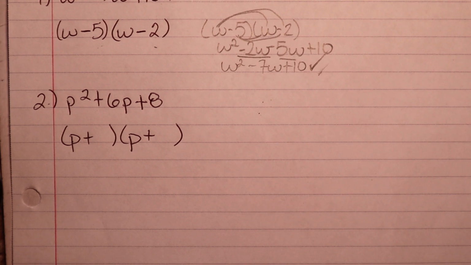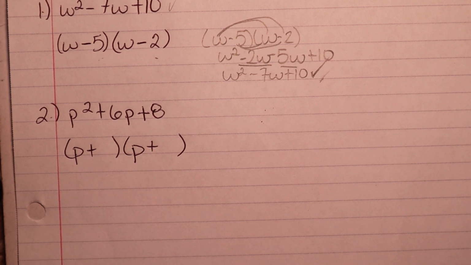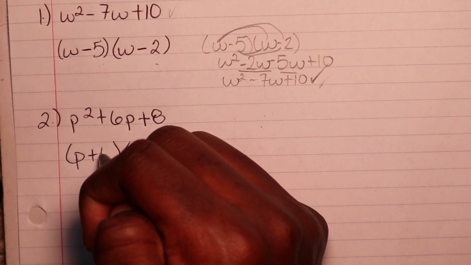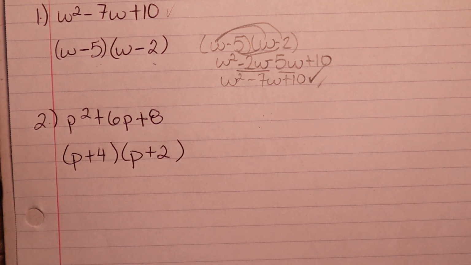Same rules apply. You have to think about two numbers whose product is 8. So obviously you have 8 times 1, which will give you 8, or you also have 4 times 2, which can give you 8. So if you think about it, you have 4 here, you have a 2 there, correct?